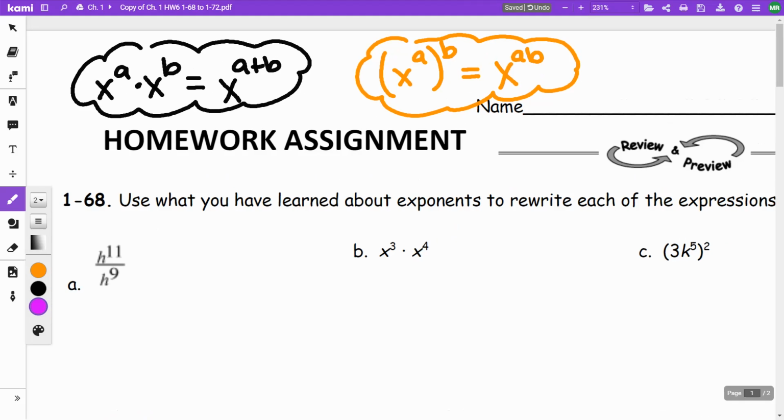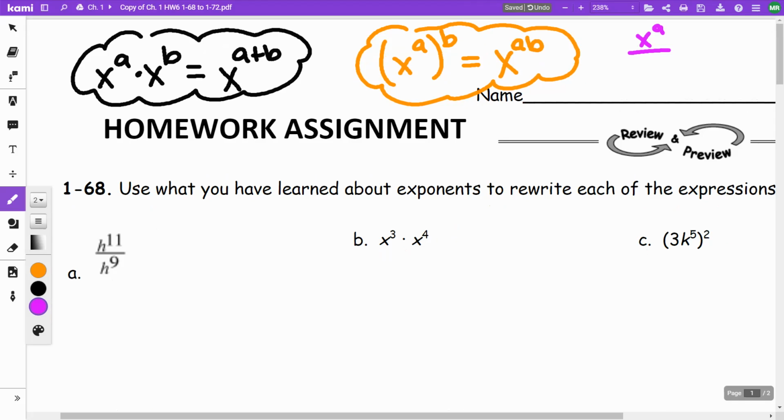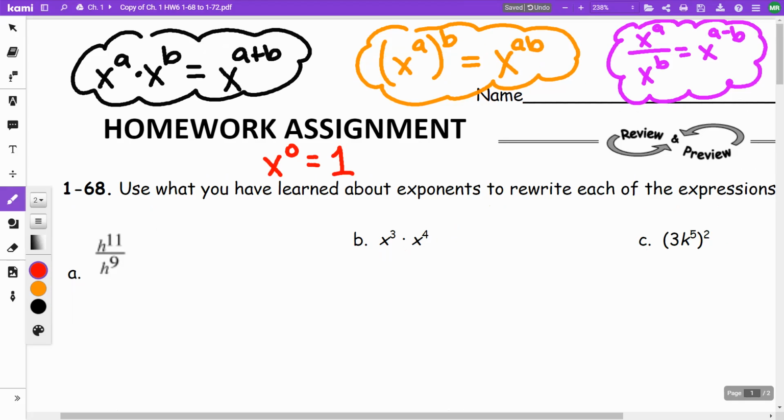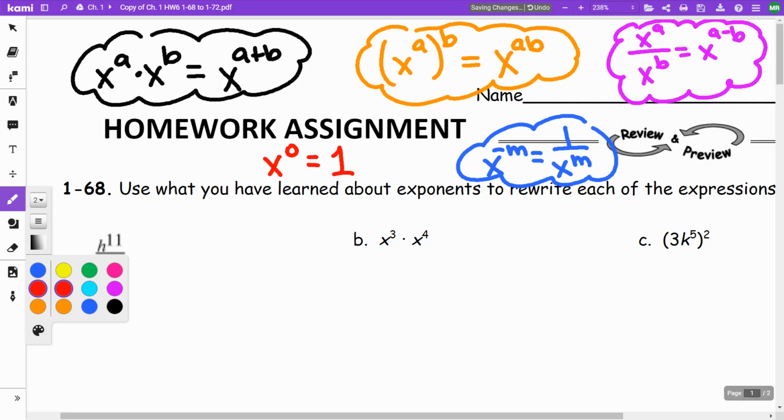If I had x to the a divided by x to the b, I'm going to take x to the a minus b, always top minus bottom, and that's going to be my answer. Couple other things to remember, x to the power 0 is always 1. Something else to remember, x to the negative m is the same as 1 over x to the positive m. So we'll be using these ideas while we are working out 1-68.